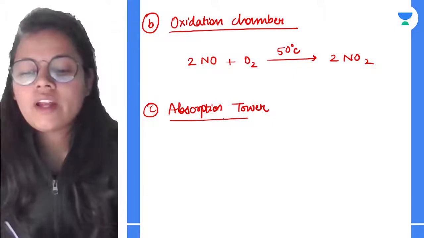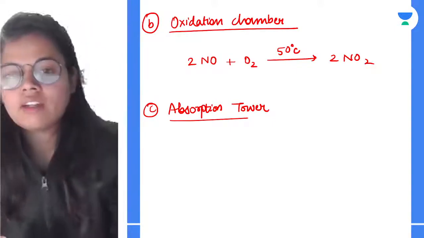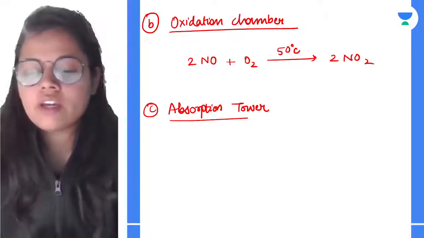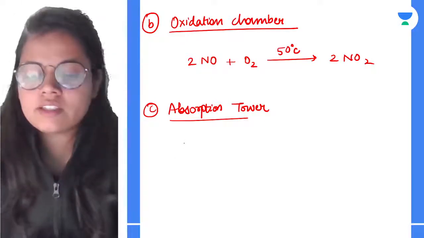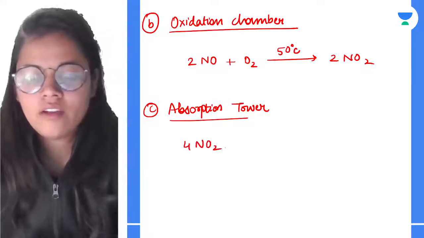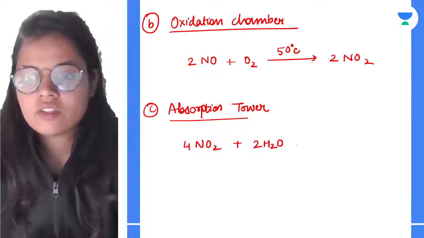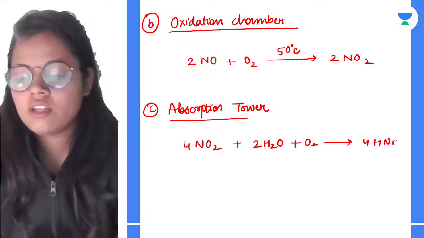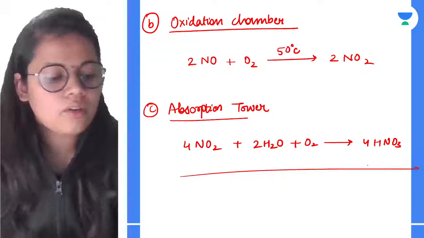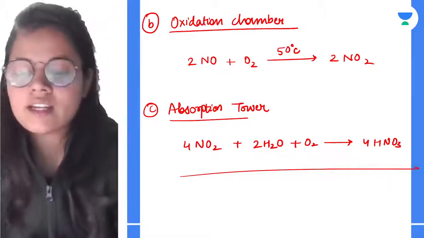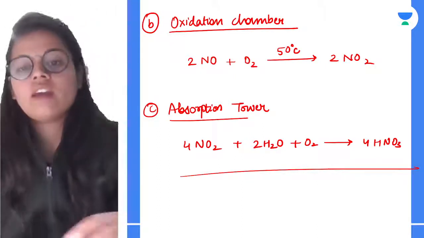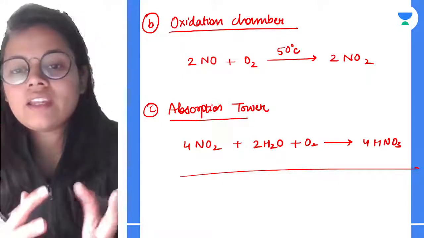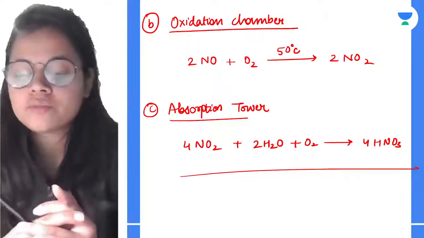Okay, so what happens? There's water that trickles down through the absorption tower. Over here, this nitrogen dioxide that we have is made to react with water and oxygen to get what? The nitric acid. So basically this is the reaction that happens. Now students, if you are writing this answer, it's always better to explain it using a flow chart also.